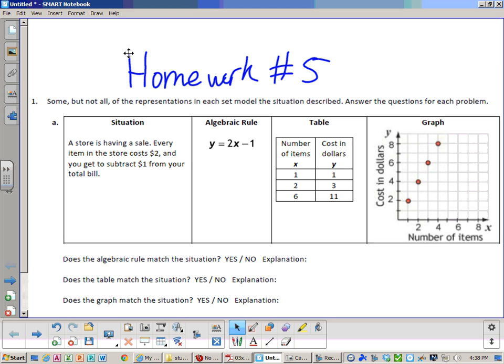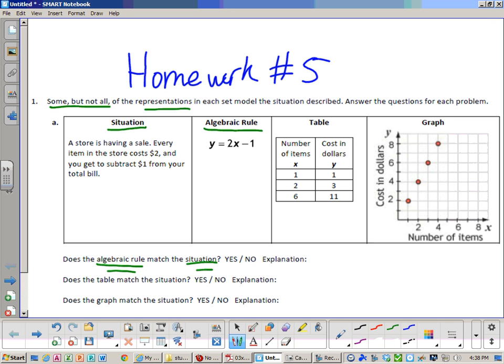All right. Now, it says some, but not all, of these representations in each set match the situation described. Answer the questions for each problem. Does the algebraic rule match the situation? Yes, no, explain. Well, here's the algebraic rule. Here is the situation. Does it match?